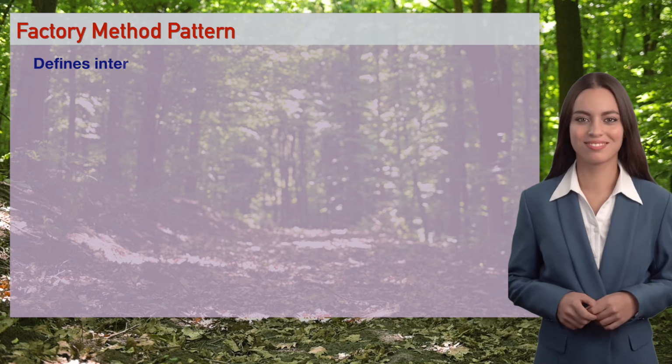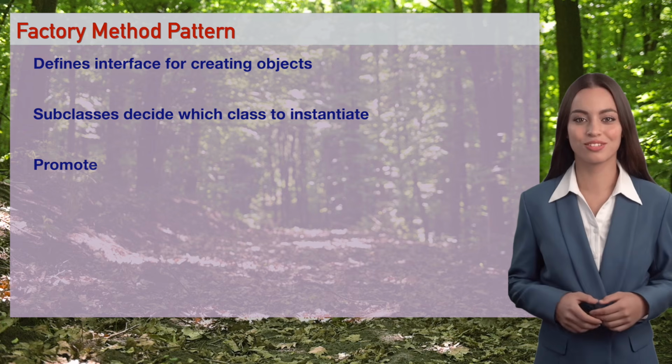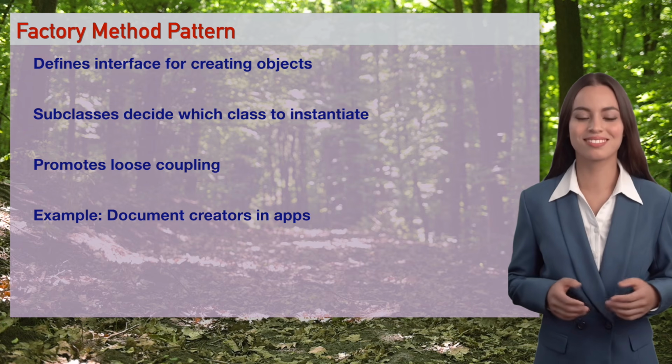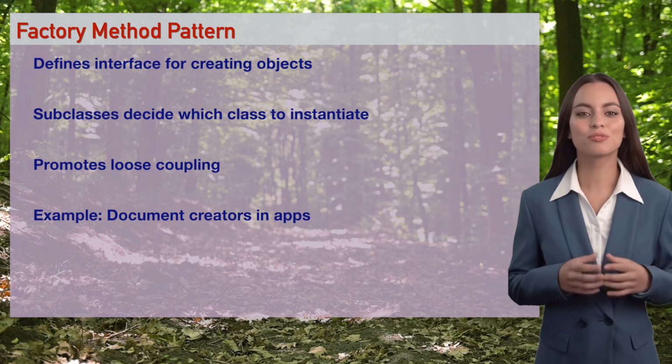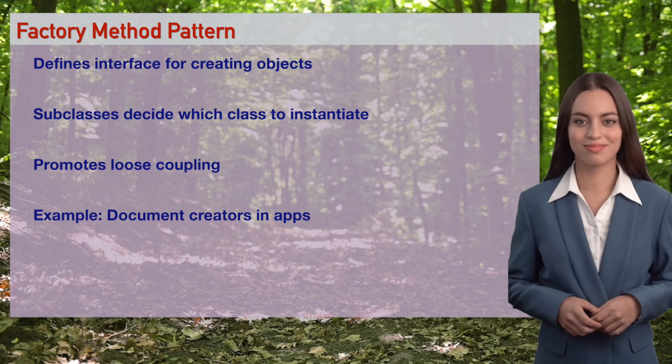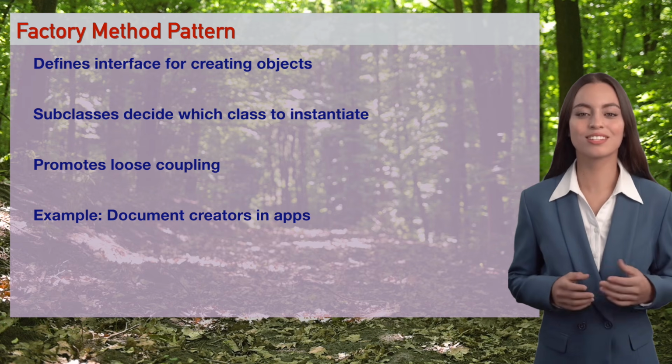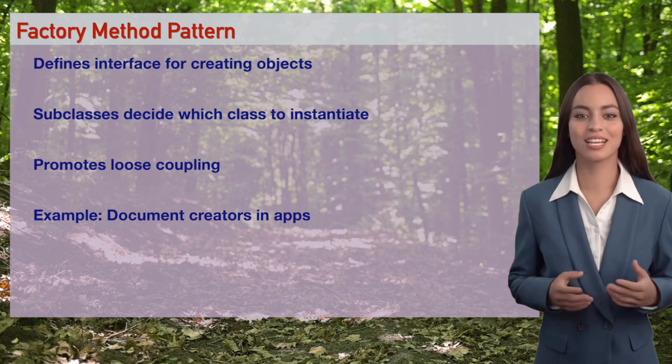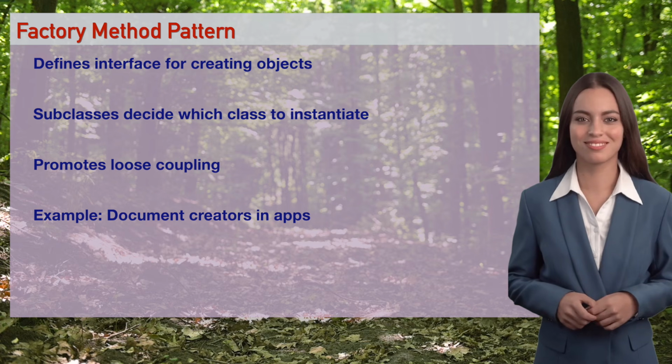Factory method. Defines an interface for creation, but subclasses decide the exact class. This promotes loose coupling from day 2. Example. In a document app, subclasses create PDF or Word documents.